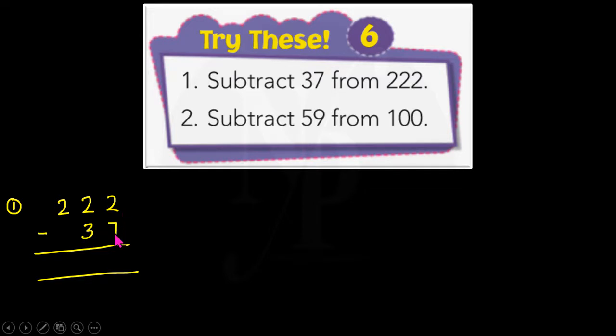Subtracting 7 from 2 is not possible, so we regroup the digits. We make this 2 tens as 1 ten and we borrow 10 to the ones column. Now this becomes 12 ones. Subtracting 7 ones from 12 ones, we get 5 ones. So we write 5 here.